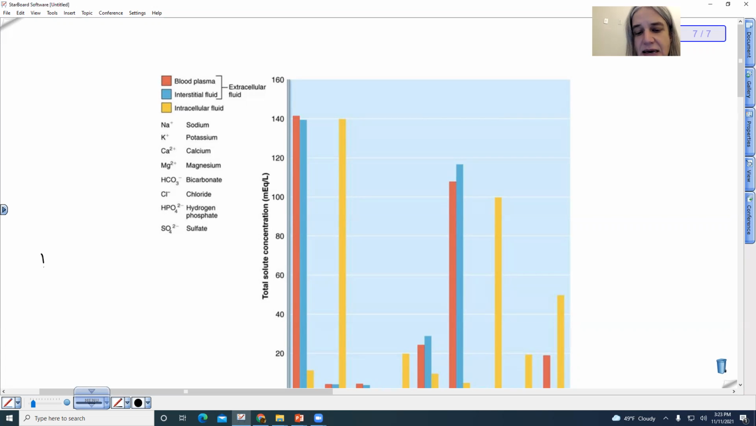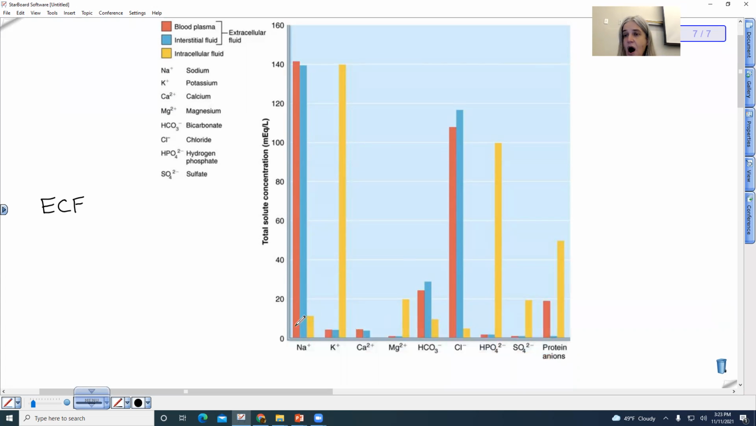When we look at ECF, the thing that is more concentrated in the ECF is sodium. Notice this concentration is highly concentrated. The yellow is inside of the cell, so it is at a lower concentration inside the cell. The ECF also doesn't have very much potassium, calcium, or magnesium, has a little bit of bicarbonate ion, but it also has a lot of chloride. So chloride is at a high concentration here.